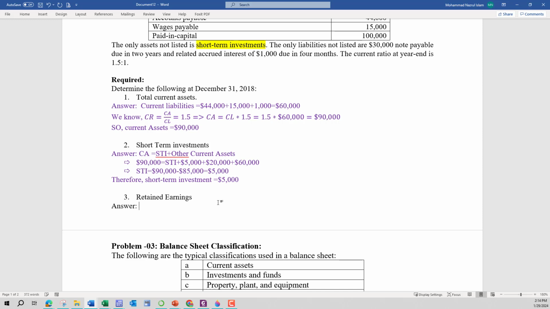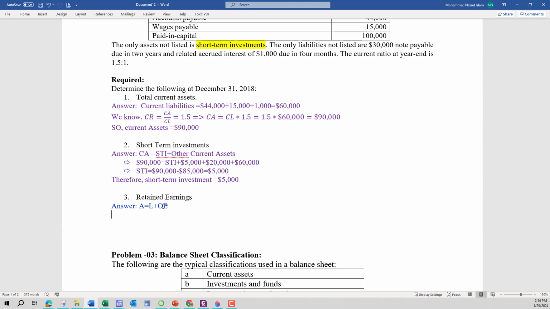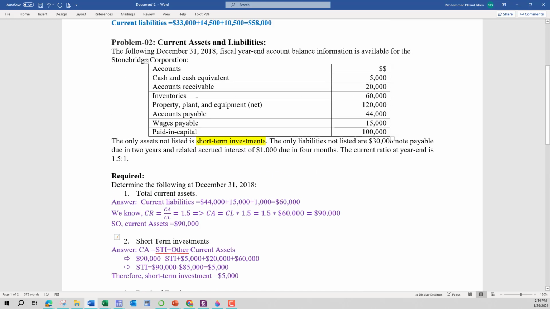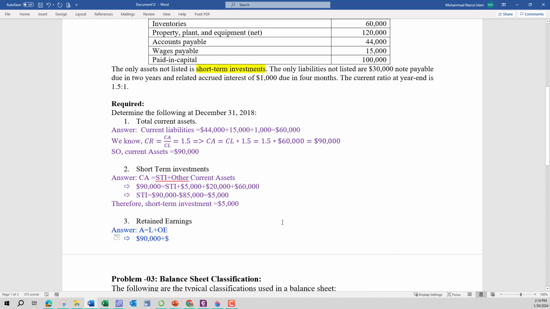So to calculate the retained earnings, let's use a different color again. We know that assets equal liabilities plus stockholders' equity, right? So if this is true, what is our total assets? Total assets is equal to 90,000 in current assets plus property, plant and equipment, 120,000.